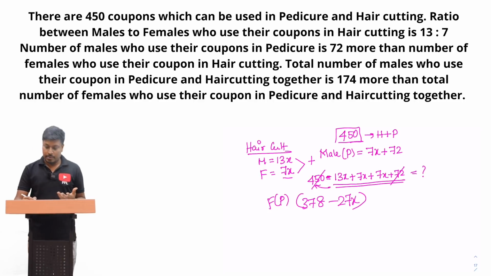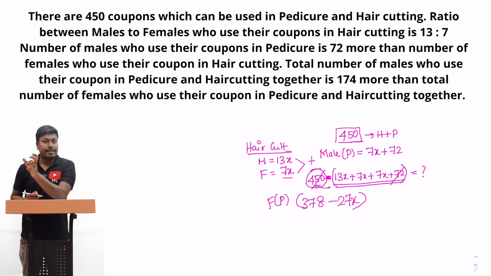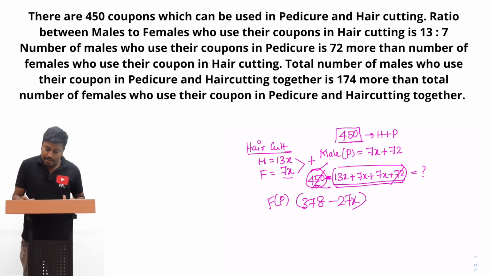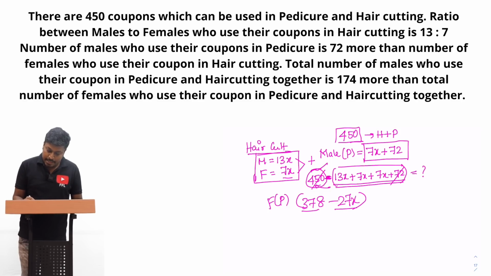Friends, got it, how I wrote this? The total number of tokens given is 450. From the total, if you subtract male hair cutting, female hair cutting, and male pedicure, the resultant answer will be female pedicure. So 450 minus all these values gives 378 minus 27x for the female pedicure. Finally, we have found: male hair cutting is 13x, female hair cutting is 7x, male pedicure is 7x plus 72, and female pedicure is 378 minus 27x.